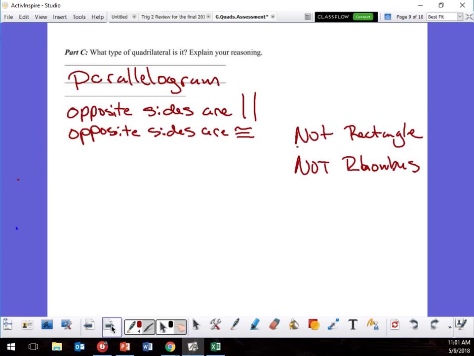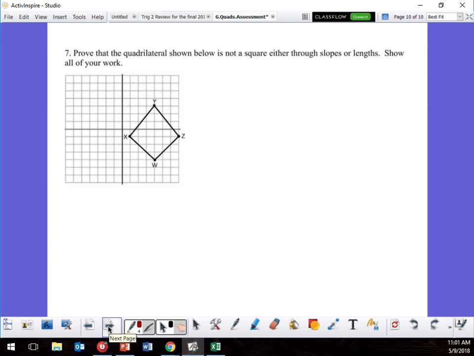All right, let's take a look at this, our last one here. On this one, prove that the quadrilateral shown below is not a square, either through slopes or length. Now, the easiest thing to actually do is look at our diagonals. In a square, what do we know about the diagonals? They're congruent. So now, this one's so easy. It's almost like cheating.